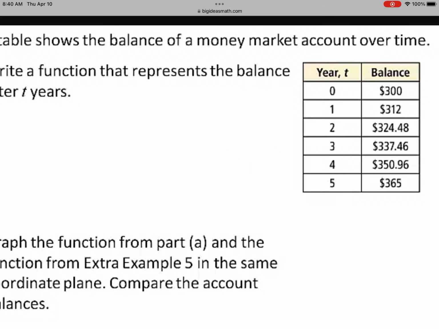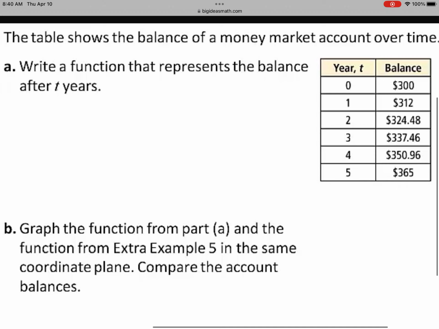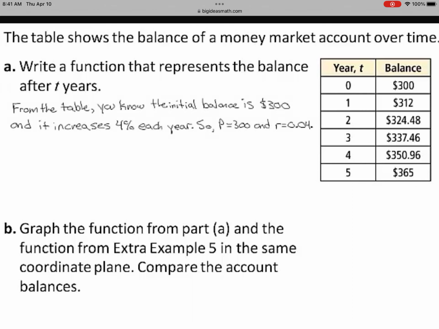The table shows the balance of a money market account over time. Part A. Write a function that represents the balance after t years. From the table, you know the initial balance is $300 and it increases 4% each year. So P equals 300 and r equals 4/100. Write the compound interest formula when n equals 1.